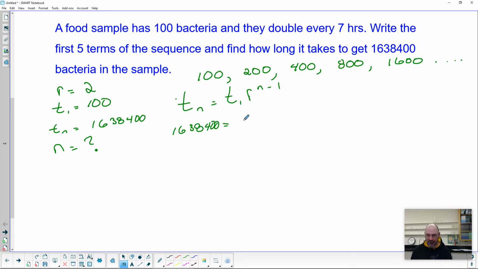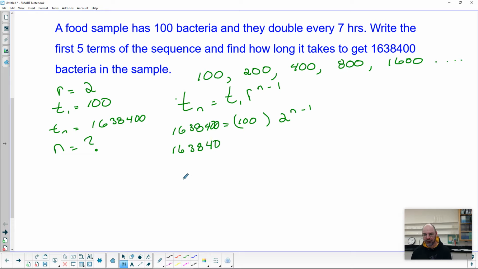goes there for Tn, and then 100, R is 2, to the power of n minus 1. Okay, now what we have to do is divide each side by 100 first, because we want to isolate this 2 to the n minus 1. So if we divide by 100, the 0s get removed here.